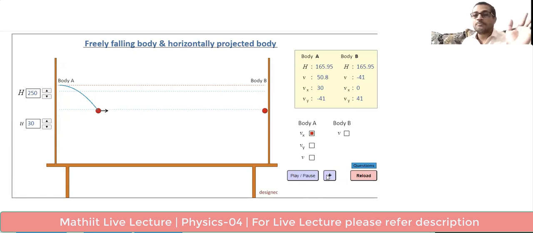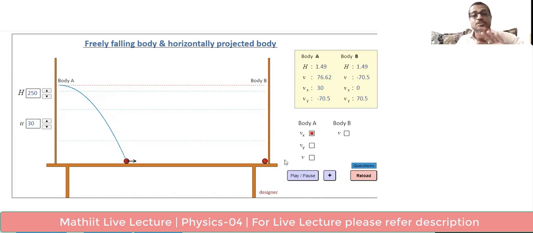You see, body B is covering the same vertical distance as body A. Question is why? Because this velocity that was given to A was given only in the horizontal direction. It is because of this velocity that A is moving forward. But can it come down because of the velocity given in the horizontal direction? It cannot. Therefore, in the vertical direction, velocity of A is same as velocity of B.